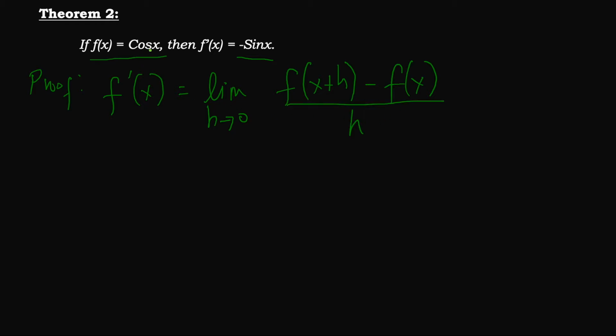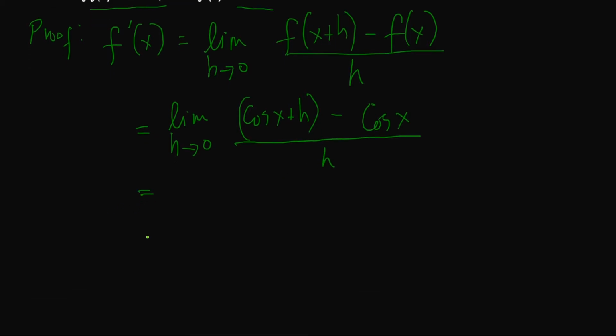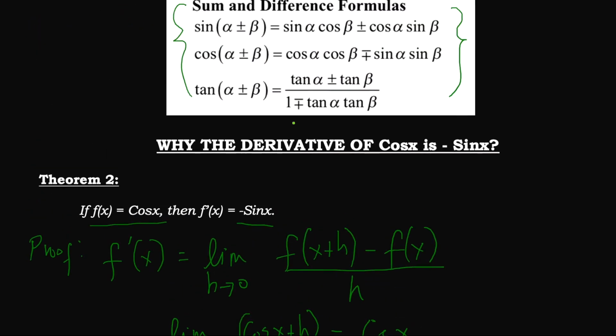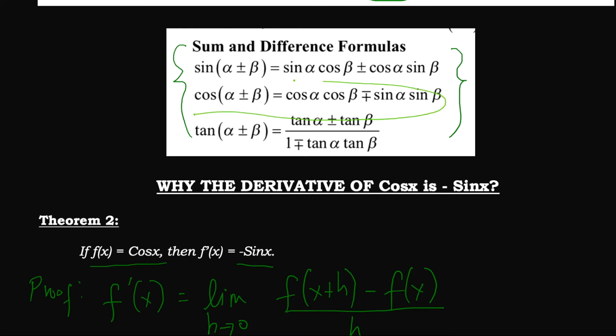Okay, so our f of x is cosine of x, so our next step here will be the limit as h approaches 0 of cosine of x plus h minus cosine of x. This is minus cosine of x because our f of x is cosine of x, all over h. Then our next step will be to expand cosine of x plus h using our sum and difference formula, this one.